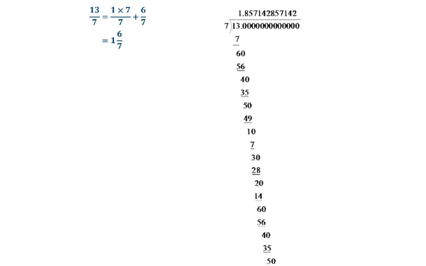We're going to write the decimal expansion of 13/7 as an infinitely long repeating decimal. So let's start by thinking about how we can pull this apart. I'm going to take the 13 and think of it as 1 times 7 over 7 plus 6 over 7. So I'm going to write that as 1 and 6/7.